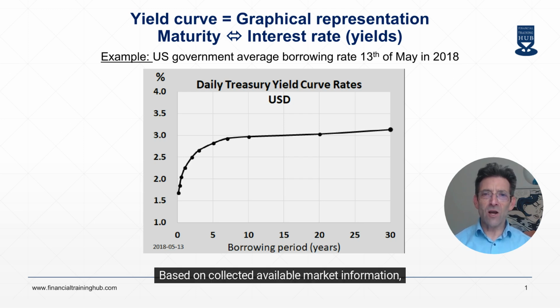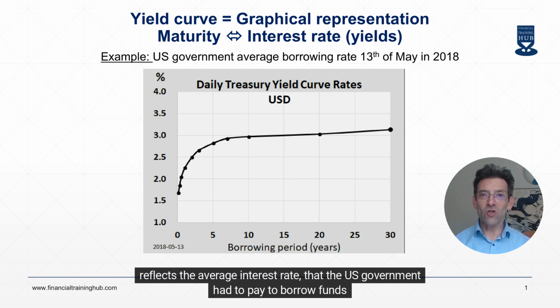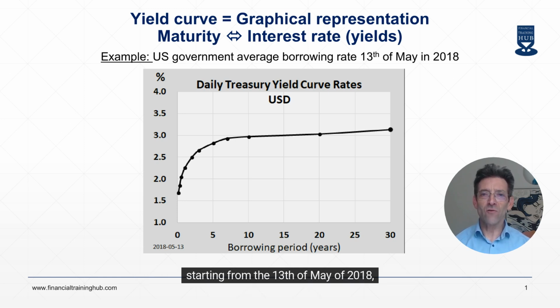Based on collected available market information, this example graph of the daily Treasury yield curve reflects the average interest rate that the U.S. government had to pay to borrow funds, starting from the 13th of May of 2018 for the corresponding maturities up to 30 years.